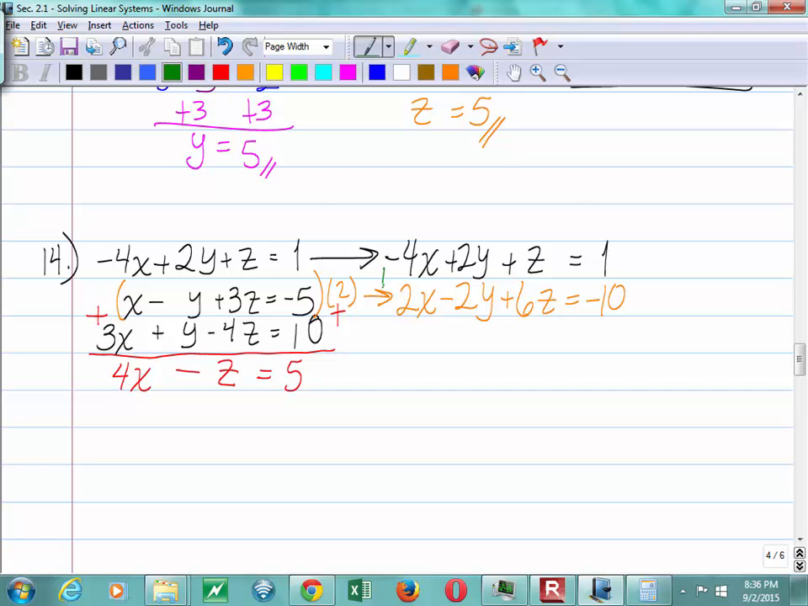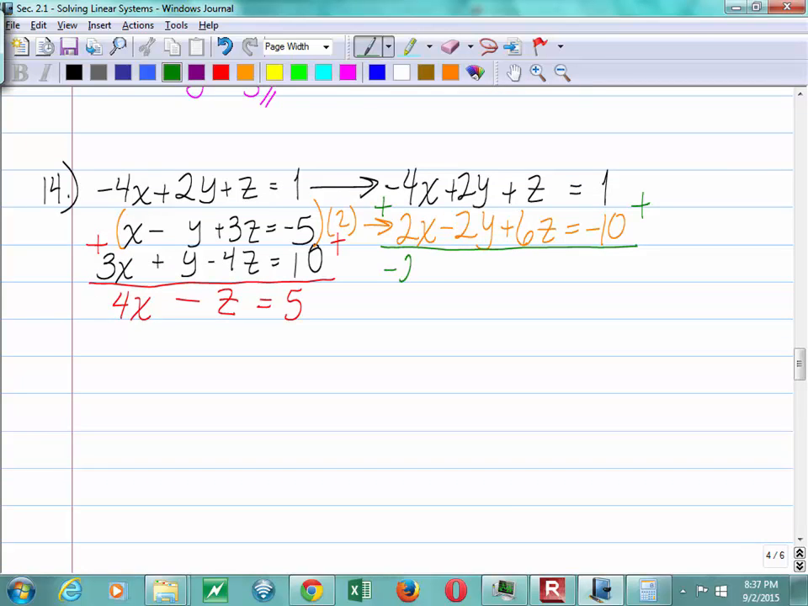And then I'm going to add these 2 equations together. So negative 4x plus 2x would be negative 2x. The y's cancel out. And then z plus 6z gives me plus 7z. And then 1 minus 10 gives me negative 9.